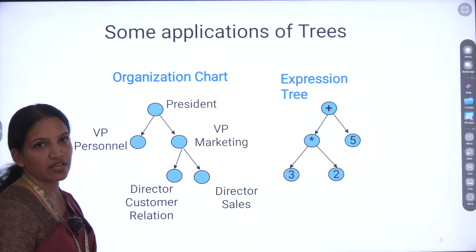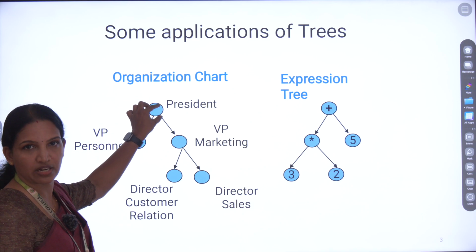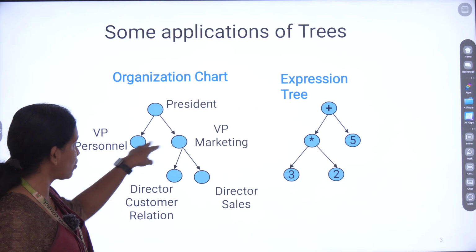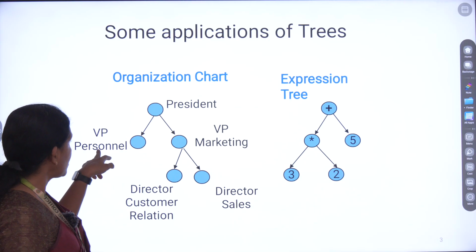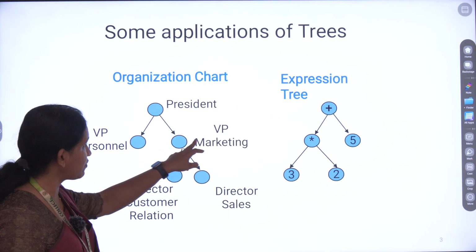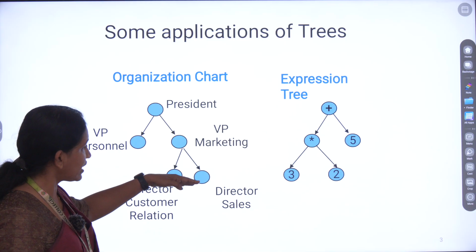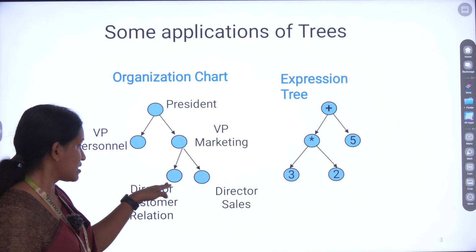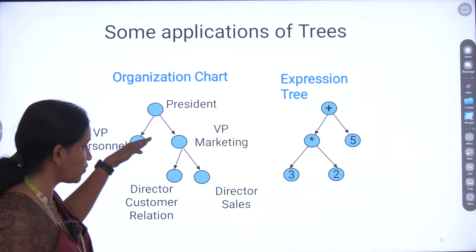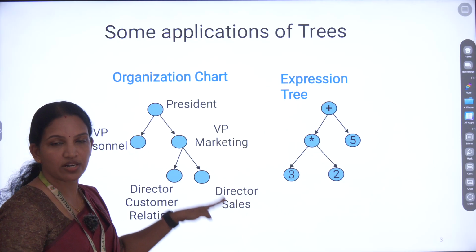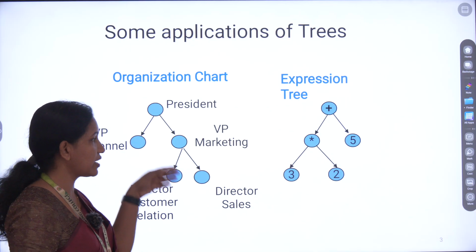The first one represents an organization chart where the first node is the president of the organization. Then it is divided into two nodes. Under president there are two nodes. One is the vice president personnel and the other one is the vice president marketing. Then below that again there are two nodes: director customer relation and director sales. So likewise we can continue downwards, and we can represent the complete organization structure using a tree.